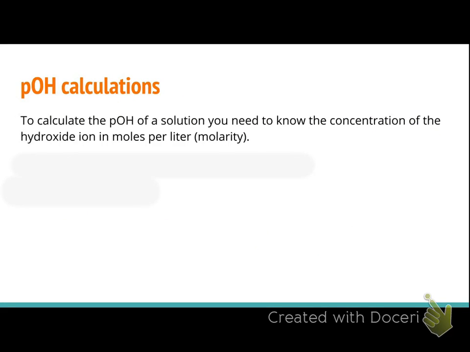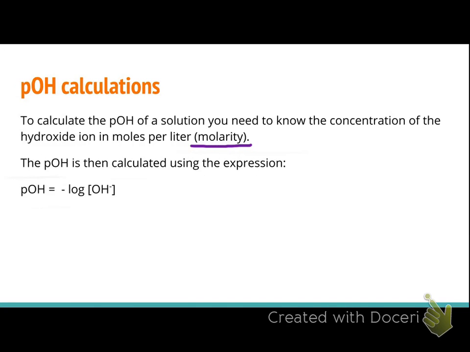All right, so now pOH. We already learned how to calculate pH. Now we're going to do pOH. It is just the same, except now we are looking at the hydroxide ion instead of the hydronium. So to calculate the pOH of a solution, you need to know the concentration of the hydroxide ion in moles per liter, which is your molarity. Same thing as we saw before. So the pOH is calculated using a very similar expression, which is the negative log of your hydroxide concentration. So same thing, except we're plugging in the other value. We're not looking at hydronium or the H+, we are looking at the hydroxide.